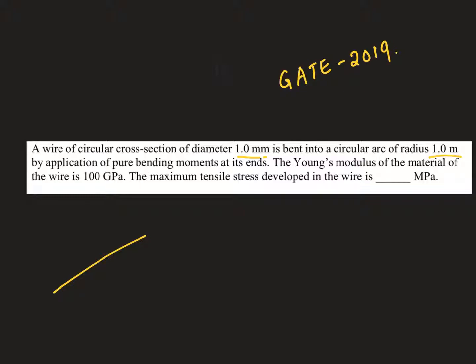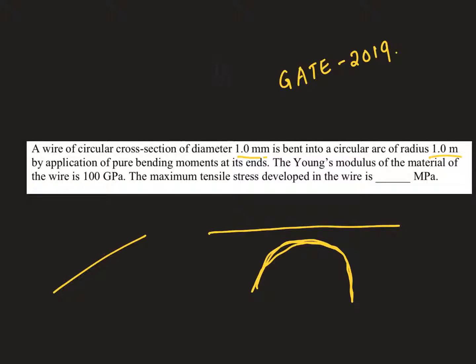Then they have given the Young's modulus of the corresponding wire. Then they are asking what is the maximum tensile stress. So the first question you should ask yourself whenever you get this kind of question: you had a wire initially like this and then it is bent into a circular arc, something like this. So the first question you should ask yourself is what kind of loading is involved in it?